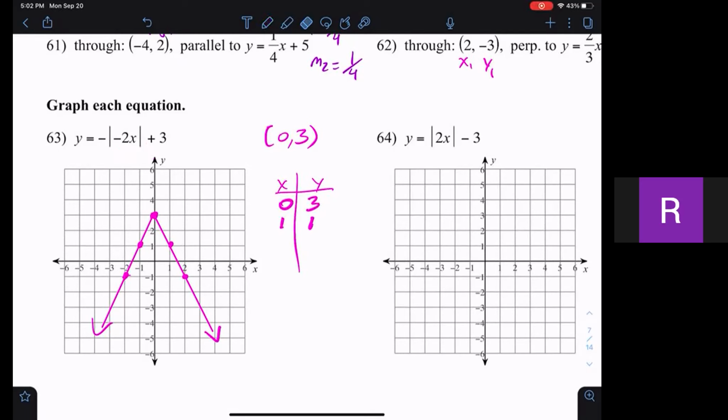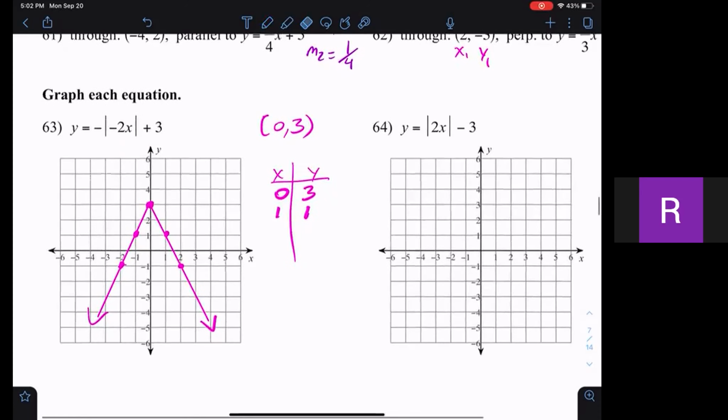Okay, that's it. And this one you can do the same. This is going to be 0.83. So this is the vertex. It's going to go upward because it's positive. There's no reflection. So the slope is rise 2, 1 to the left from here, 2 up, 1 to the right. From here, 2 up, 1 to the right, and then you graph it.